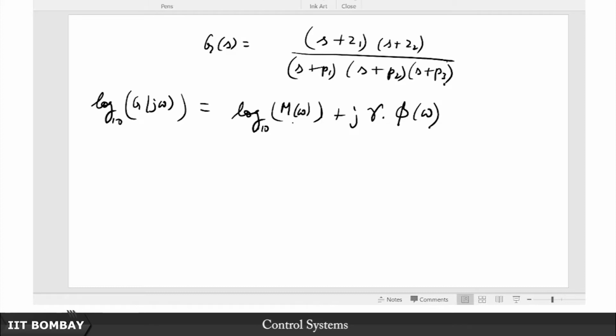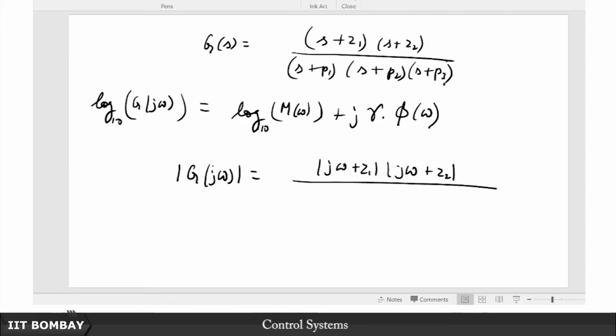Now what I wonder is the form of this M omega. Look, I know that this g j omega can be written as j omega plus z1, individual mods if I take, that's again complex arithmetic, no big deal here. If you want to take the mod of this entire g, then you better take the mod of individual blocks. You can always do that for complex numbers. So this is going to be again j omega plus p1 times j omega plus p2 times j omega plus p3.